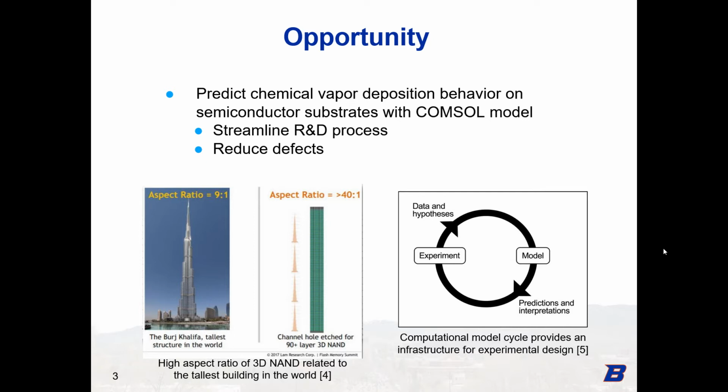One way we can approach this is to use a computational model to efficiently predict chemical vapor deposition efficacy in varying conditions. These models can be used to inform decisions in the research and development that can streamline processes and reduce defects.